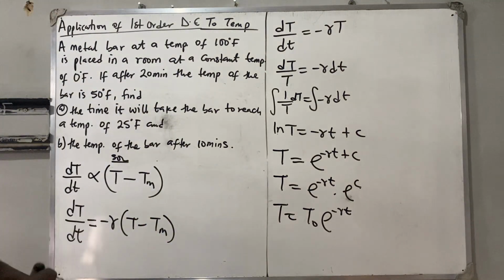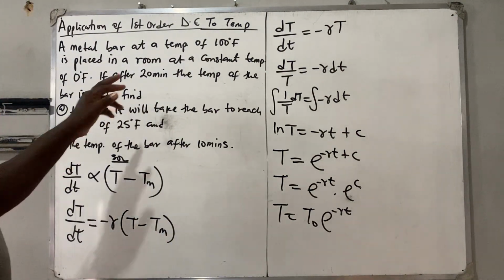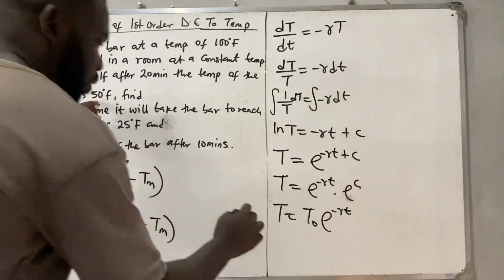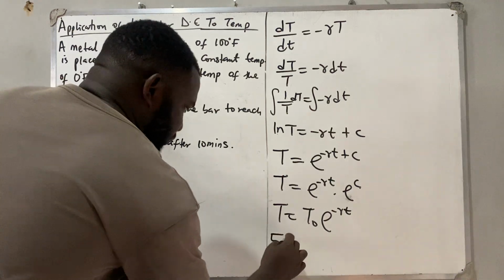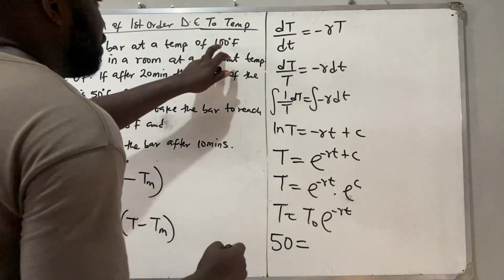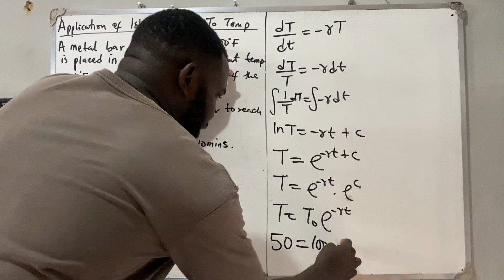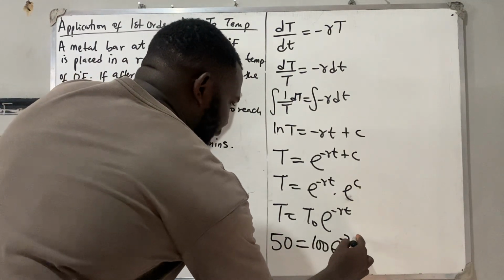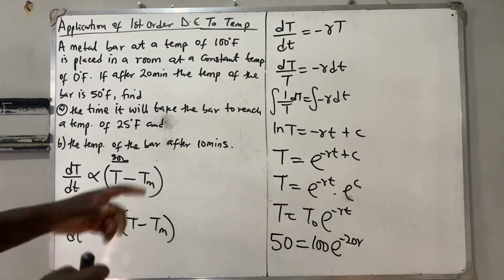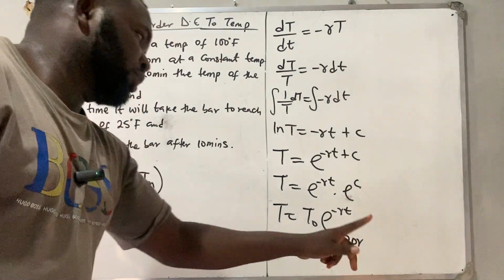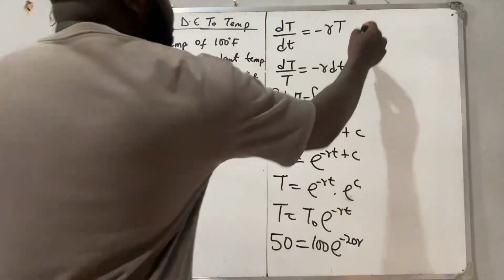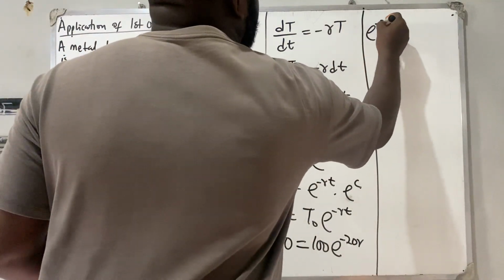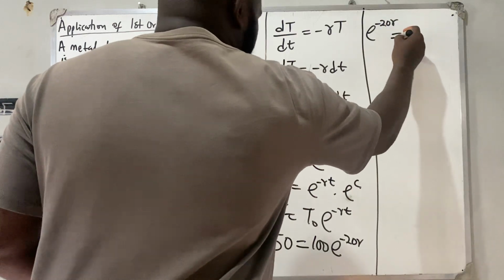Now, let us apply everything we have. In 20 minutes, that is T being 20, it was 50. So the current temperature is what? 50 is equal to what? The initial temperature, 100, exponential minus 20 times R, which will give you 20 R. Okay? The time here is 20, and you multiply by the rate.